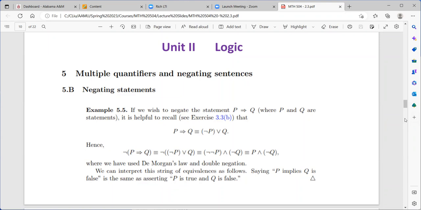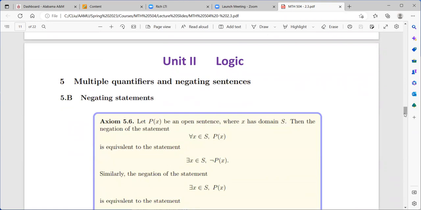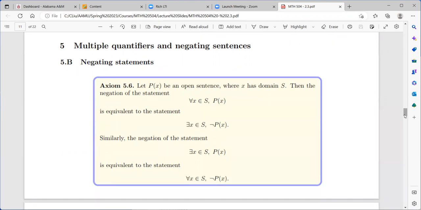All right. Any questions? Nope. Okay. So the next thing is very important. This tells how to deal with negation of statements or open sentences with quantifiers. So suppose P(x) is an open sentence where x has domain S.